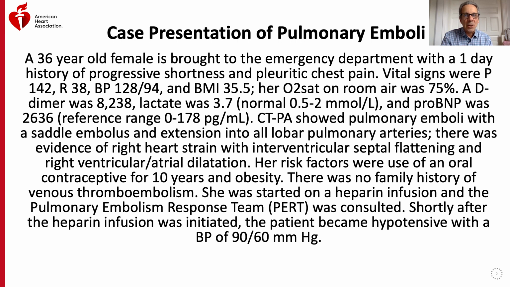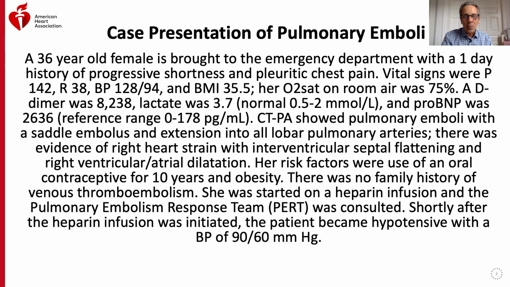Her oxygen saturation on room air was 75%, quite low. A D-dimer was very elevated at over 8,000. Her lactate was elevated at 3.7, and a pro-BNP level was 2,636, again, very elevated. She underwent a CT pulmonary angiogram, which showed pulmonary emboli with a saddle embolus, an extension into all lower pulmonary arteries. There was evidence of right heart strain with interventricular septal flattening and right ventricular atrial dilatation.